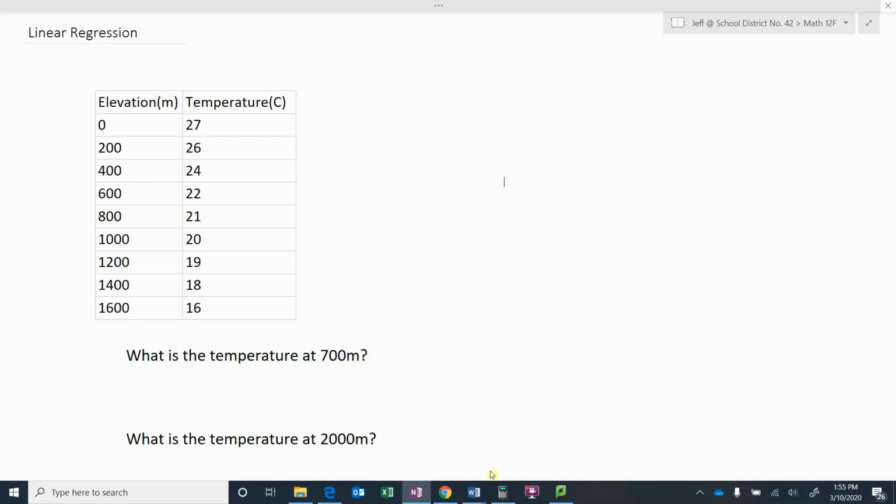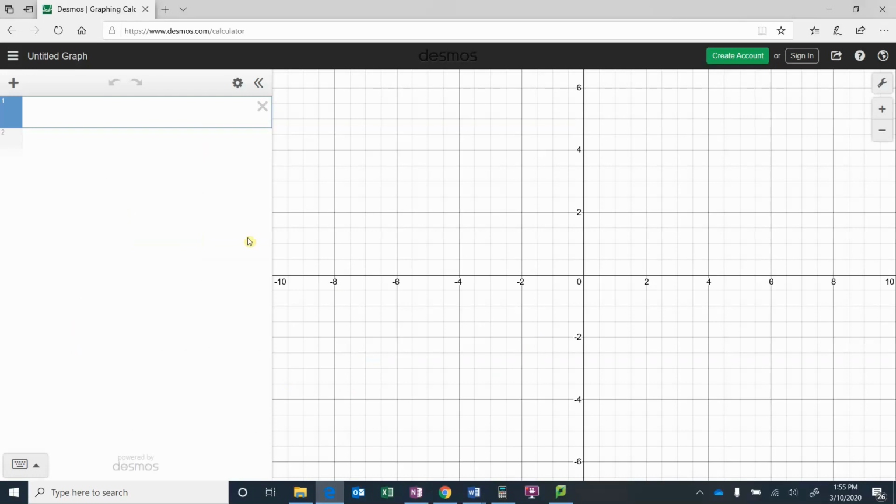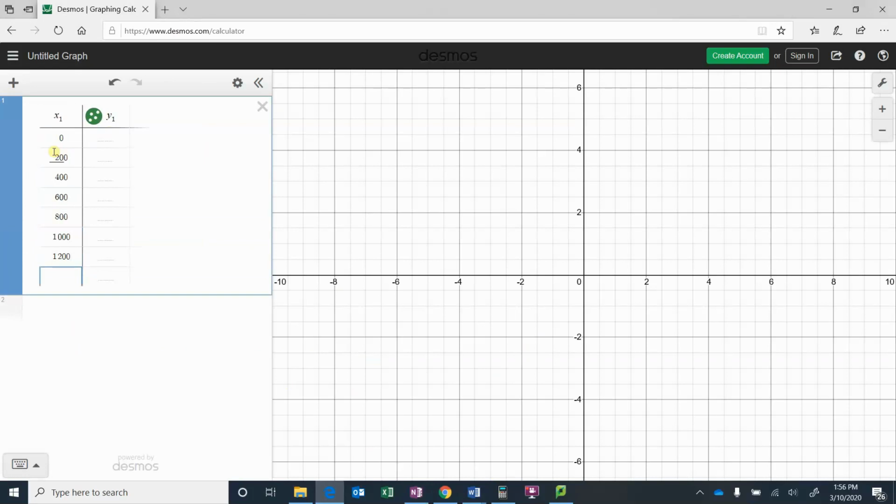So I'm going to go to Desmos, desmos.com, and I'm going to create a table. This creates some x values and some y values. So we have 0, 200, 400, 600, 800, 1,000, 1,200, 1,400. How far did we go? I know it was going up by 200s. We went up to 1,600.